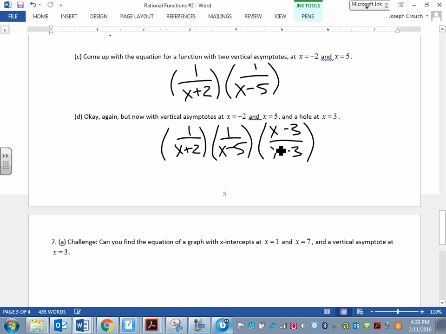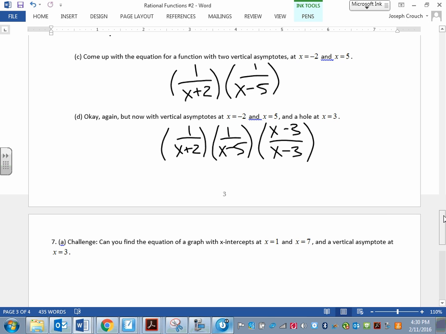Because that thing right there will most of the time be 1. When I plug in 4 for this last term here, 4 minus 3 over 4 minus 3, that's 1 over 1. When I plug in 10, 10 minus 3 over 10 minus 3, 7 over 7 equals 1. But when I plug in 3, 3 minus 3 over 3 minus 3, that's 0 over 0, undefined. So that adds in the hole.